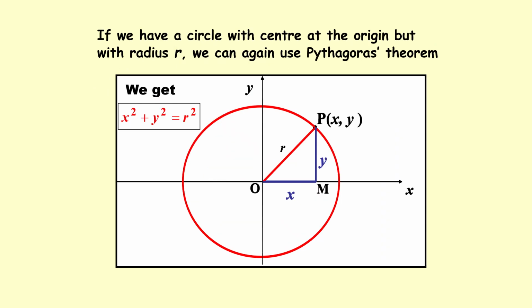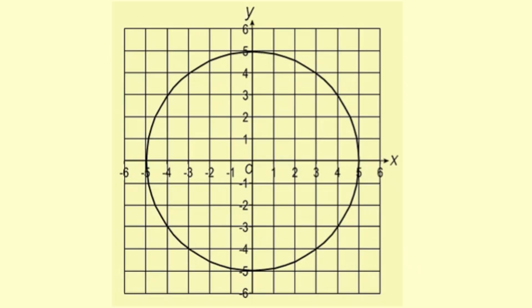Now we can use this for any size circle, because you can use Pythagoras' theorem on any size circle, and that's going to be x squared plus y squared will always get you the radius squared, and this is the general formula for any equation of a circle. So let's put that into practice.